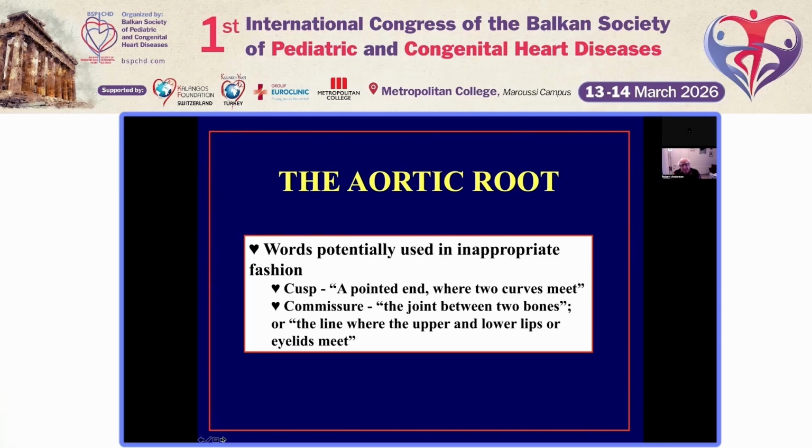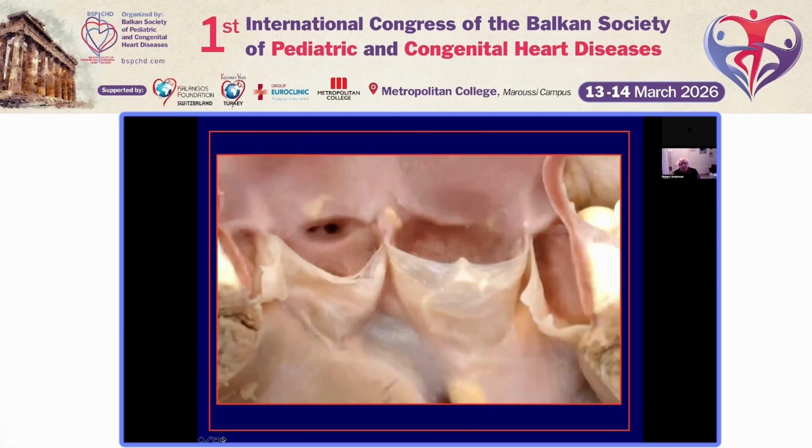The other term that gives me difficulty is commissure, because strictly speaking, a commissure should be the zone of apposition between two parts, as we see in the bones of the skull, or the line where the upper and lower lips or the eyelids meet. And as I'm going to show you shortly, sadly, this is not how we use it in the setting of cardiology. Let me illustrate the problem in the setting of the aortic root. Now, this is an opened aortic root. Picture was taken by my friend and colleague, Diane Spicer, but it shows you beautifully the problem that confronts us.